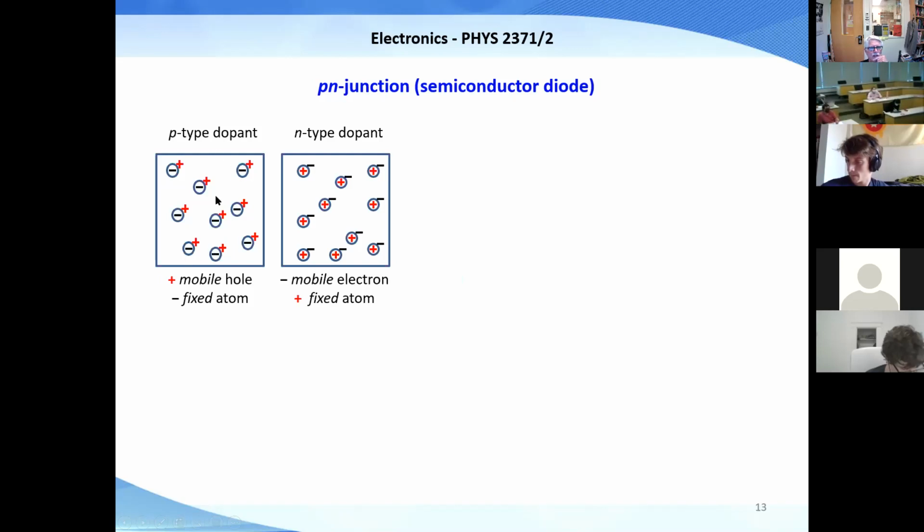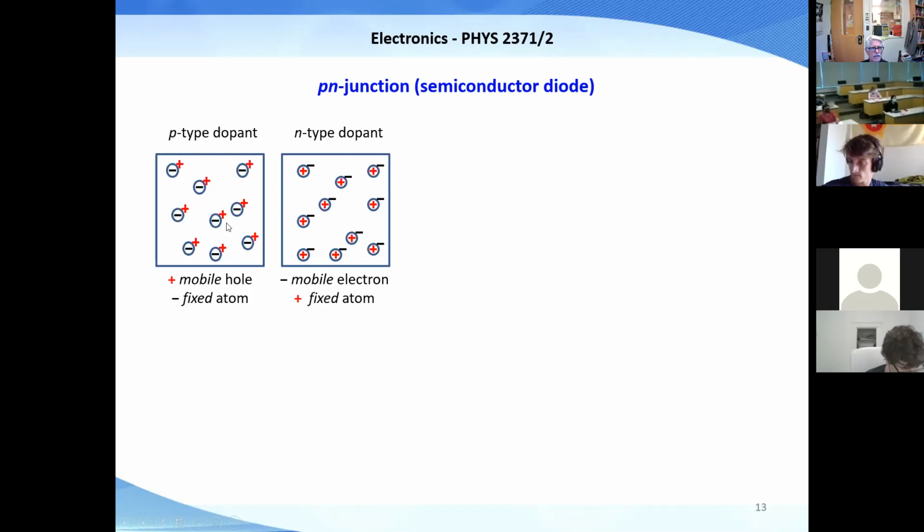So let's take two chunks of material that I've doped, one p-type and one n-type. Let's take the n-type first. Remember, the whole thing is neutral, so there are as many mobile electrons, that's the minus sign here, as there are positively charged atoms. Each one of these would be like an antimony atom.